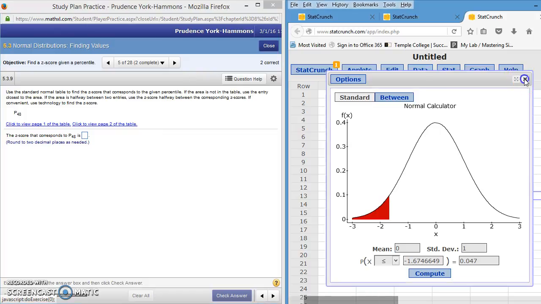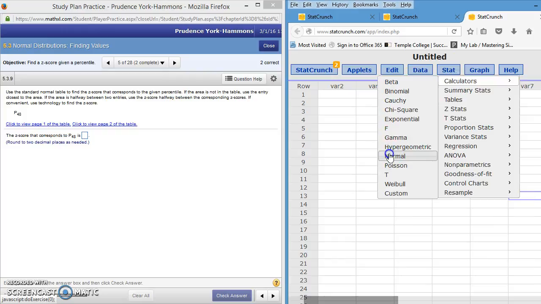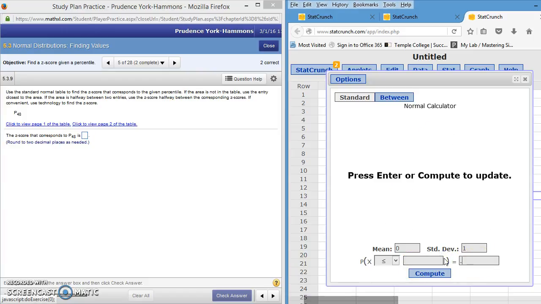So I'm going to close this one off. We're going to go back into Stat. We're still going to do a normal calculator. And the mean is still 0. The standard deviation is still 1 because they're asking us for a z-score. However, on the probability, I type in 0.48. That is the decimal value equivalent to that percentage. 48% would be the same as 0.48 if we write it as a decimal.